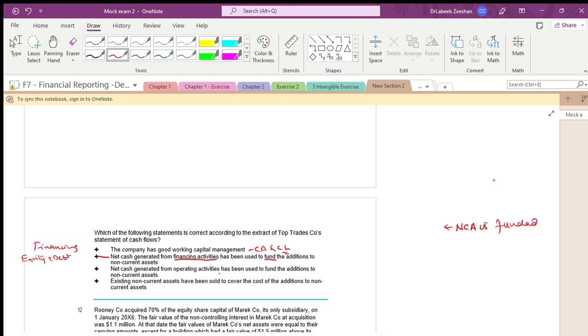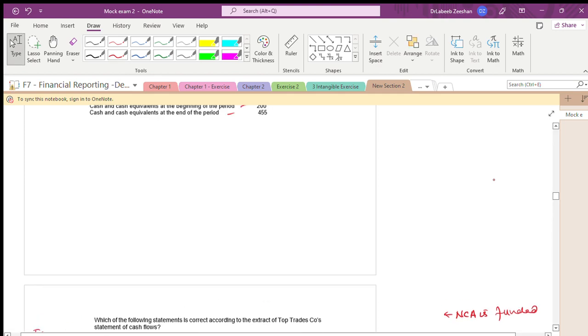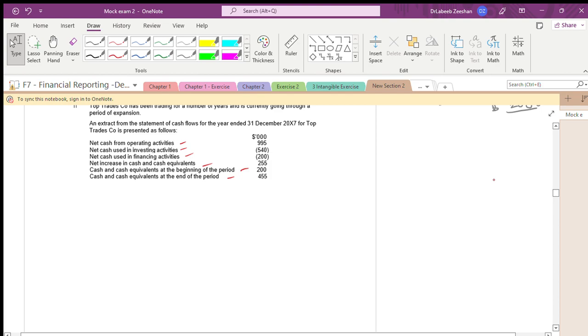Actually, we don't generate cash from financing activities. There is a cash inflow and a cash outflow. Net cash from operating, net cash from investing, net cash from financing.